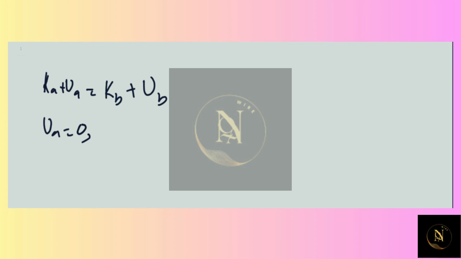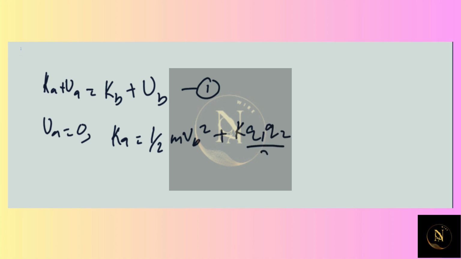Substituting this UA to be 0 in, let's say, this equation number 1, we get KA to be 1 over 2 m vB squared plus k q1 q2 divided by ri, and this we call equation number 2. So we have two unknowns in equation number 2, that is ri and vB. We use the law of conservation of momentum to get that.